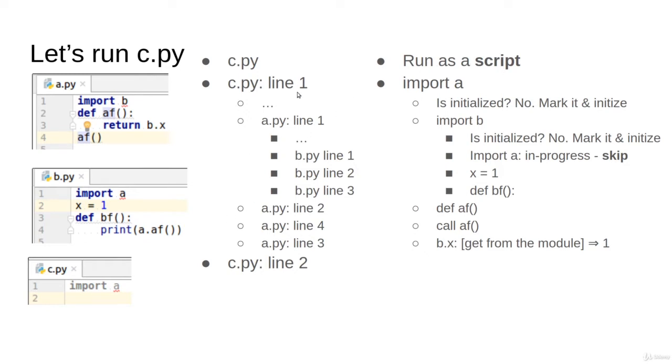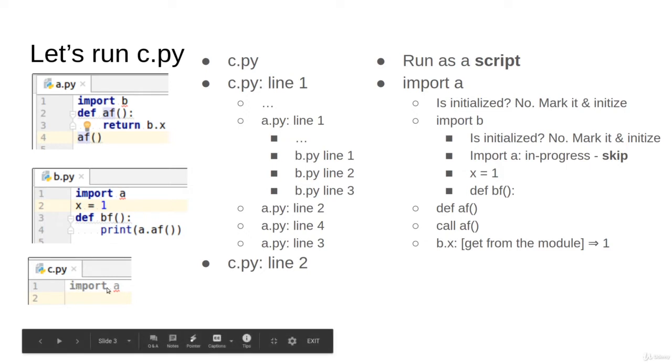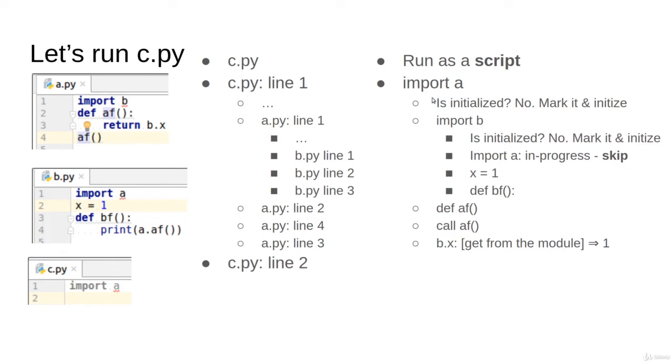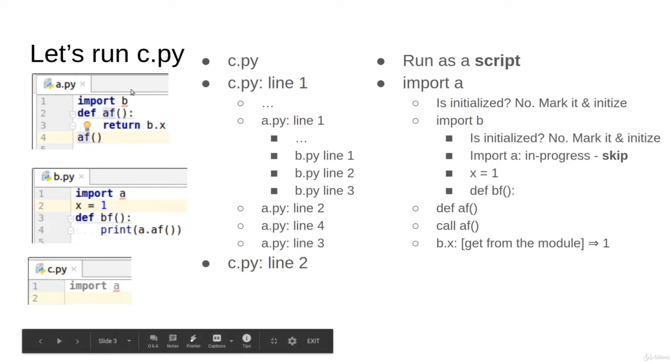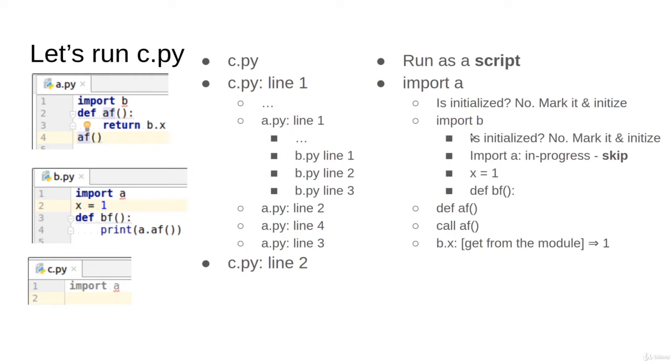In line number 1 in c.py, we are asking for importing A. Now, behind the scenes, the interpreter asks, is the A module initialized? The answer is no. It will mark in the sys.modules dictionary that we are initializing it, and go to initialize it. Now we jump to a.py because we are importing A. In the first line in a.py, we import B. Again, the same question, is it initialized? No. Mark it and go to initialize it.